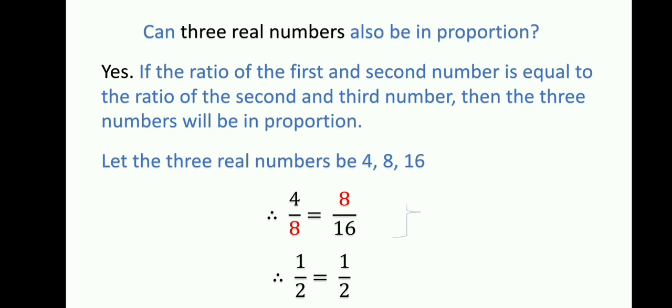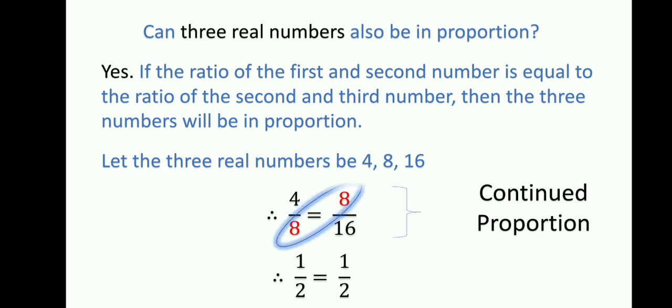So what is this? This is called continued proportion. So there's a different name to it. What gets continued is the middle one, and this is called the mean proportion. Also the mean proportion always has to get continued. So let's learn more about continued proportion.